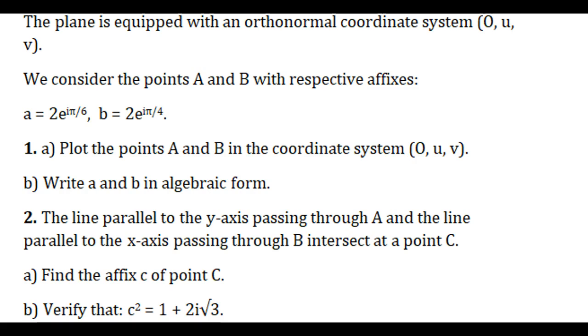Question 2. The vertical line parallel to the y-axis passing through point A, and the horizontal line parallel to the x-axis passing through point B, intersect at point C. A. Find the complex coordinate C of point C. B. Verify that C squared equals 1 plus 2i times the square root of 3.